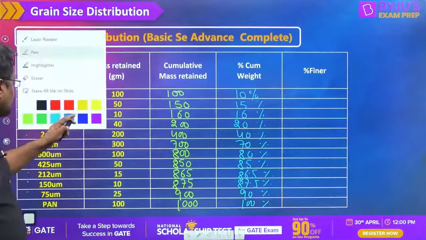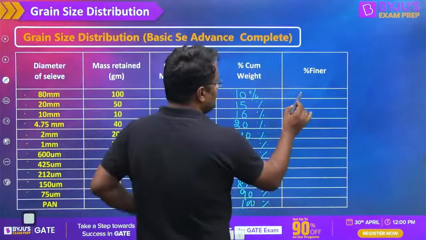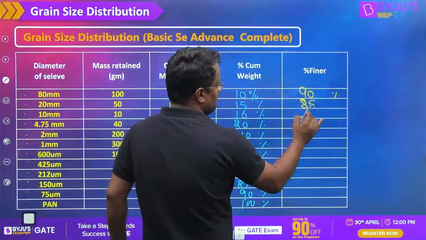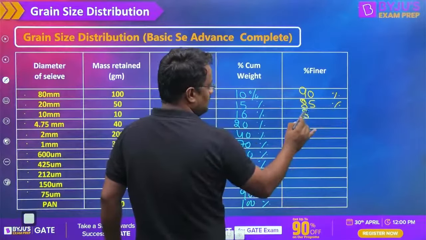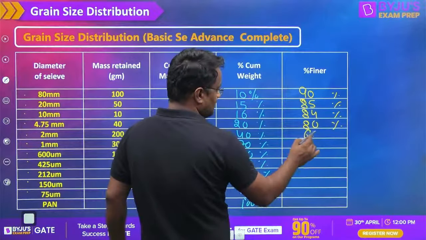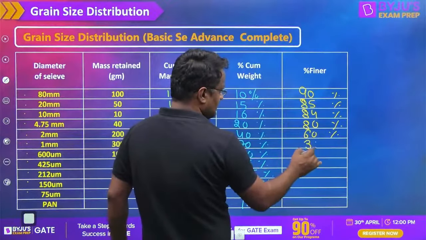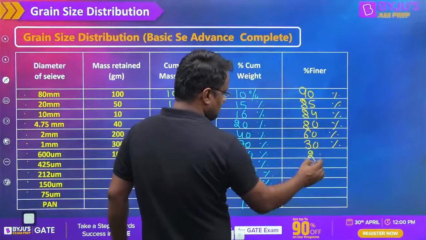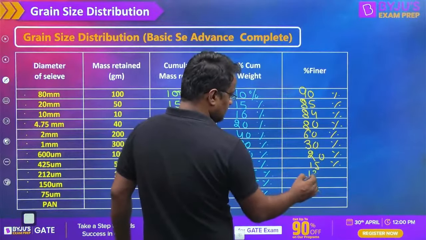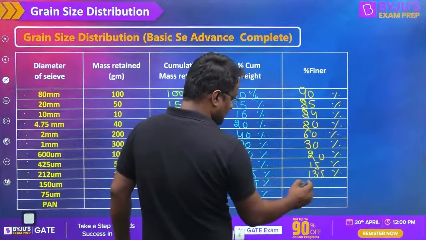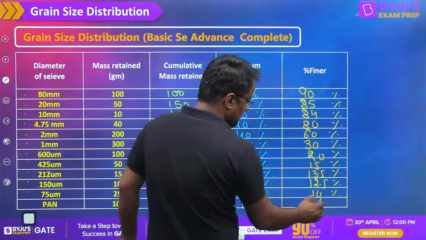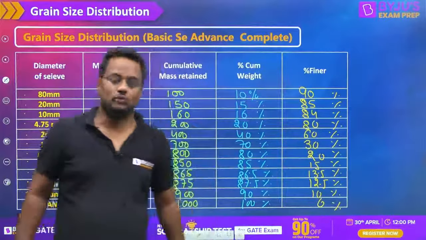Now how to do the percentage finer, please see. If 10% is retained, then 90% finer, 85%, 84%, 80%, 60%, 30%, 20%, 15%, 13.5%, 12.5%, 10% and 0%. Now I am telling you logically also.